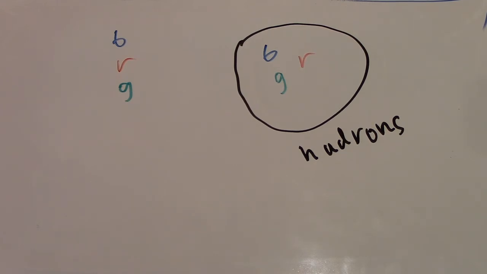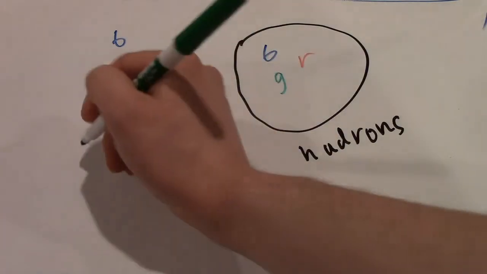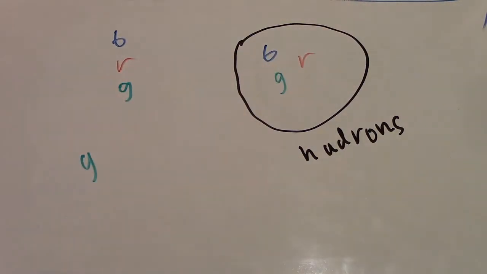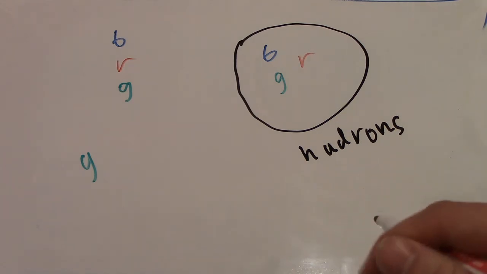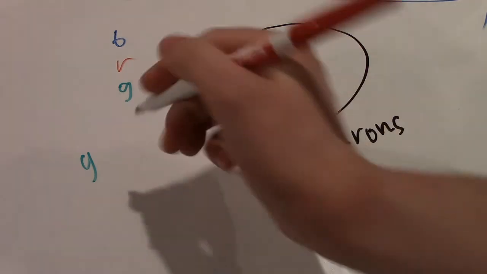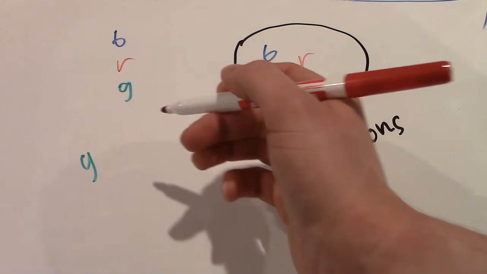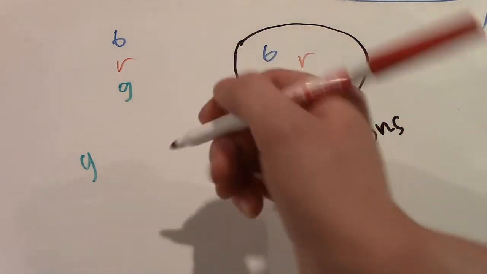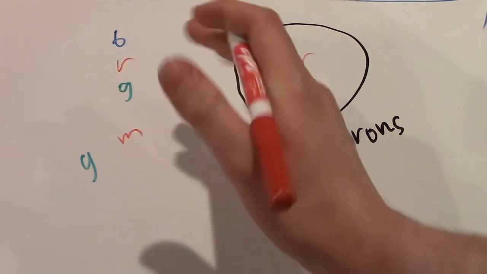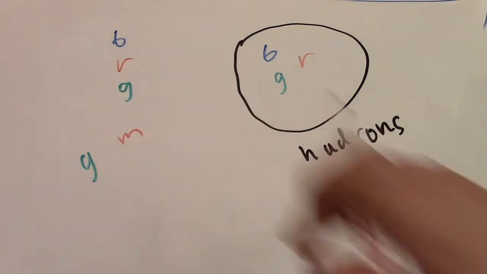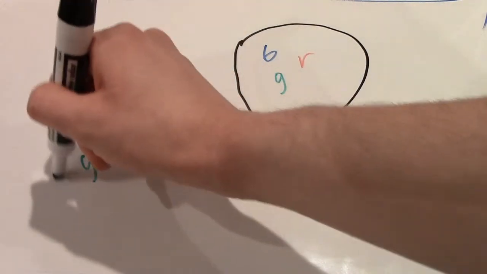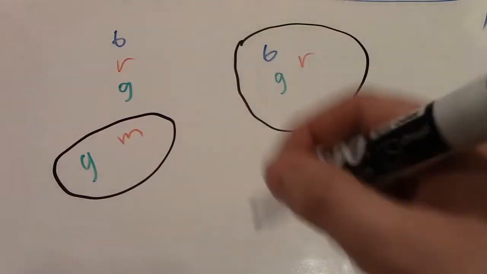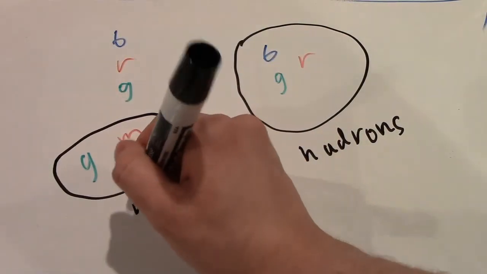Now, another way this could be done is by taking a quark, say a green quark, and combining it with an antiquark. Now, an antiquark will have an anti-color, in this case, magenta. Now, unfortunately, I don't have a magenta marker, so we'll just say that this is magenta. We'll pretend. Now, these two will combine, and they will cancel out, leaving this particle colorless. And this is called a meson.